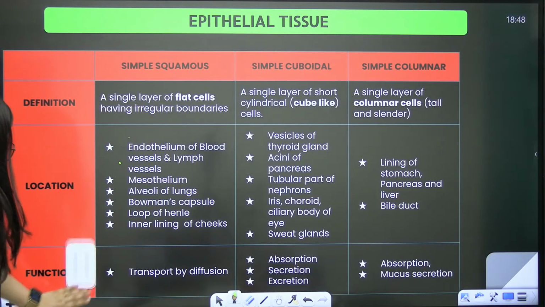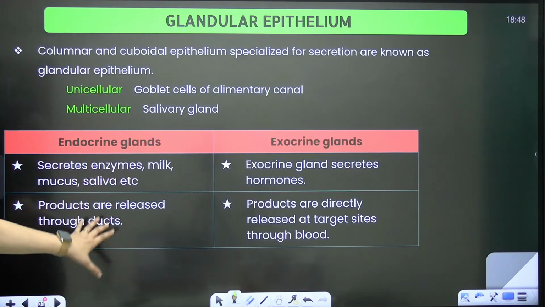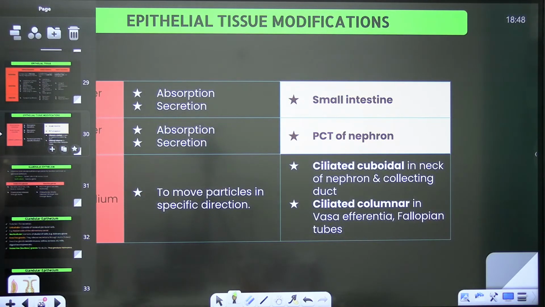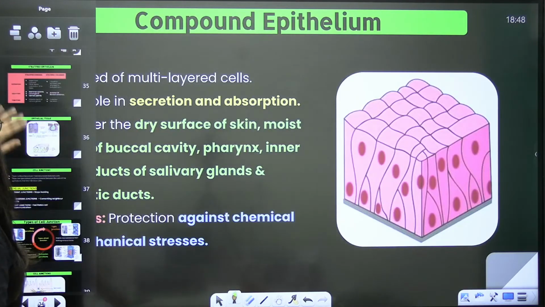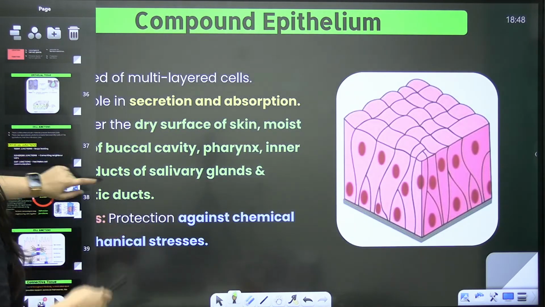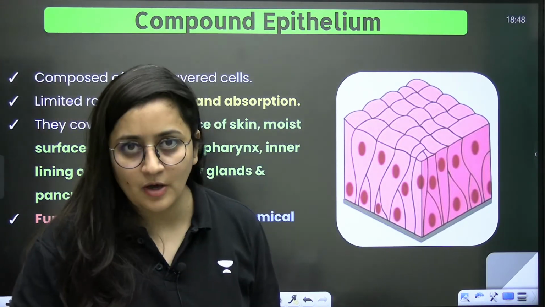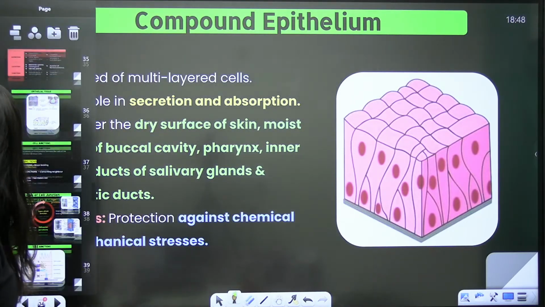I will share these notes in the Telegram group, with the position, everything as mentioned in the NCERT. Whenever we use the word glandular epithelium, it means it is secretory. First, let's finish the compound epithelium, and then we will talk about the glandular epithelium. But before that, let me show you the diagrams.